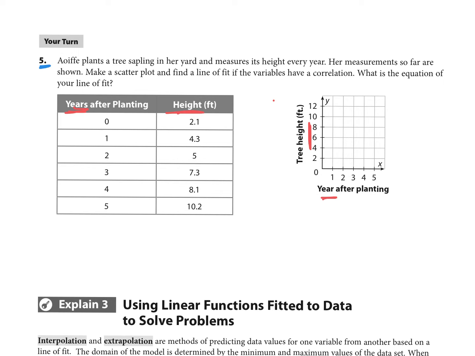It's pretty straightforward. So at 0, we got 2.1, so we'll just go slightly above that. 1, we're 4.3. 2, 5, and again, obviously these are not going to be exact. We're just doing the best we can. 3, 7.3, I don't know, maybe there. 4, 8.1, and then 5, 10.2.